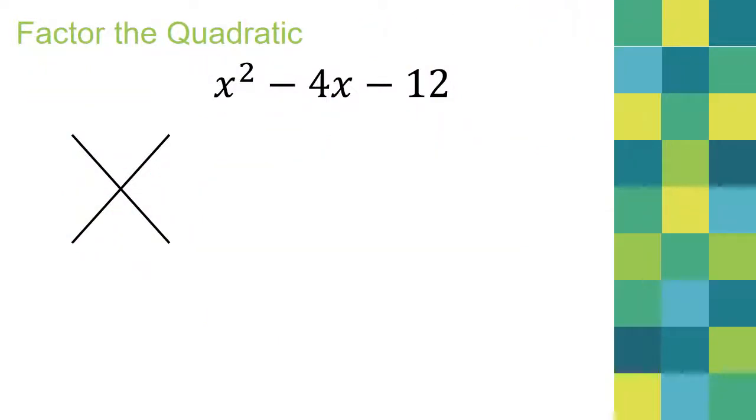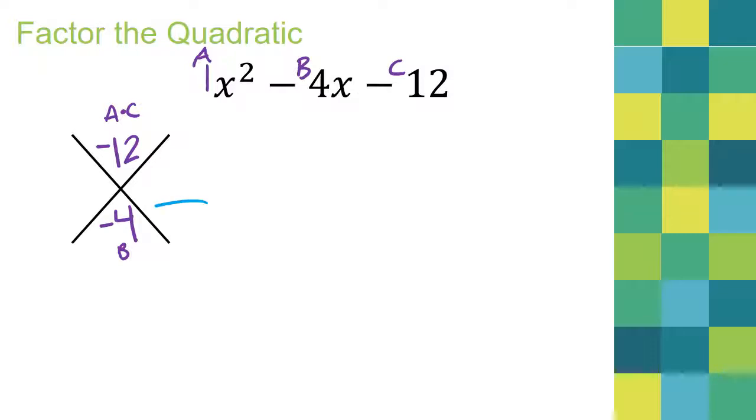All right, let's take a look at another one that has some negative signs. So to start off, let's identify our A is 1, our B is -4, and our C is -12. So watch out for those signs, they stay with the values. So if I do A times C, that would be -12. My B value is -4.